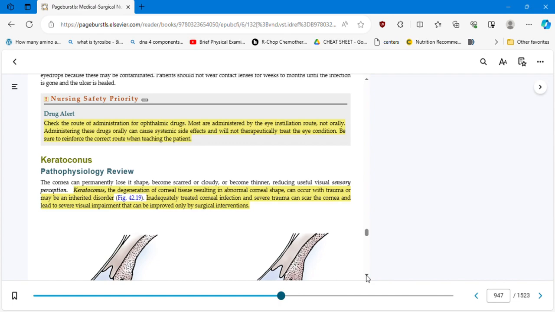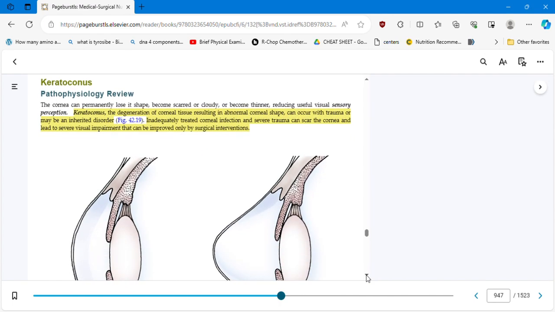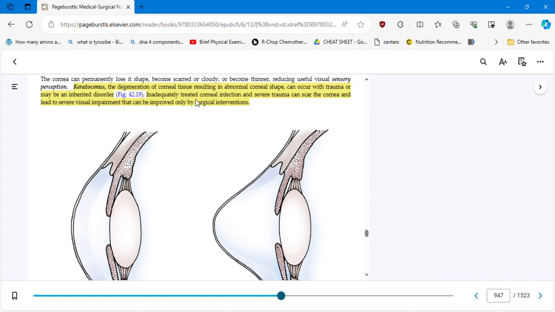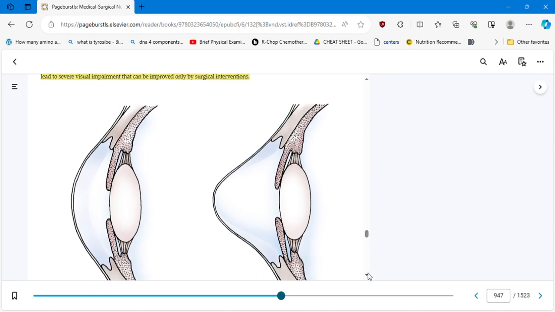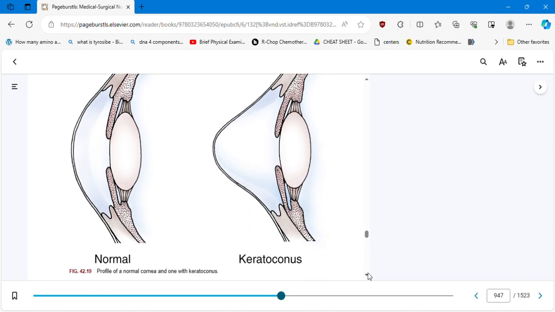Now let's go for keratoconus. This is another problem in the cornea. Keratoconus is the degeneration of corneal tissue resulting in abnormal corneal shape. It can occur with trauma or maybe as an inherited disorder. Inadequately treated corneal infection and severe trauma can scar the cornea and lead to severe visual impairment that can be improved only by surgical intervention. So you can see here the shapes, the normal and the keratoconus.